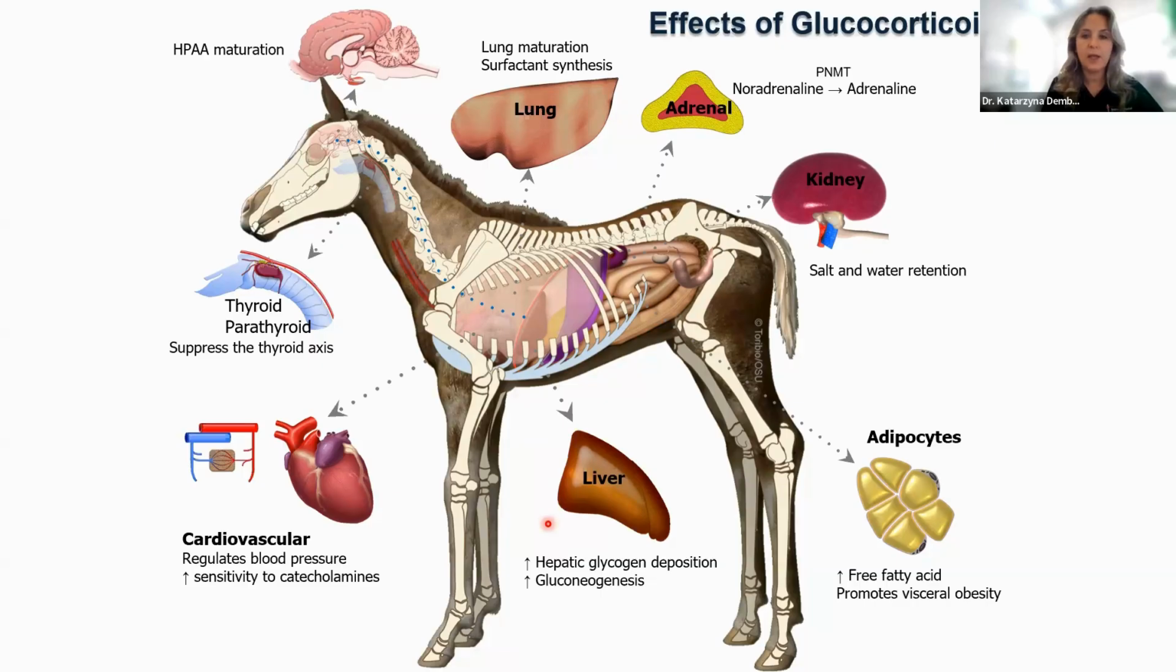And then lastly, cortisol plays a key role in modulating the maturation and function of other endocrine systems in foals, and that includes the thyroid gland, the pancreas and growth hormone systems, and also other organs. So it's very important in lung maturation and pulmonary surfactant synthesis in the fetus.